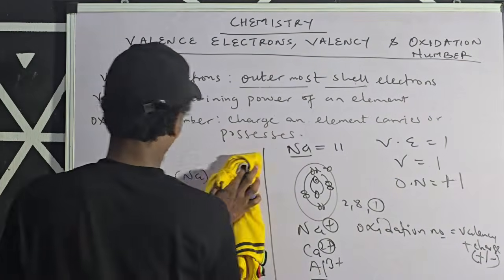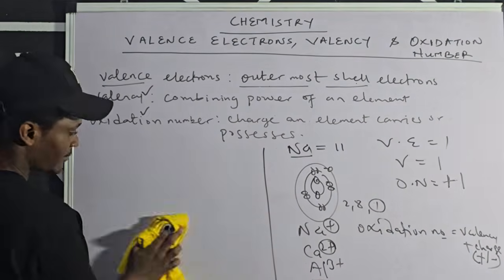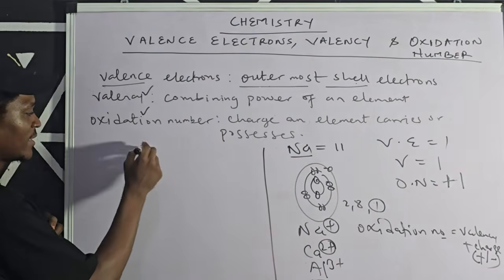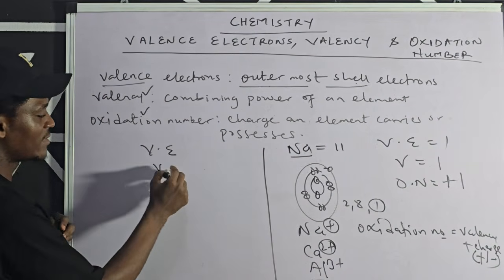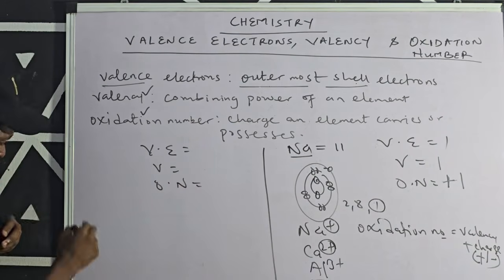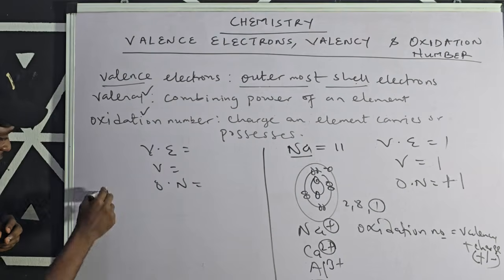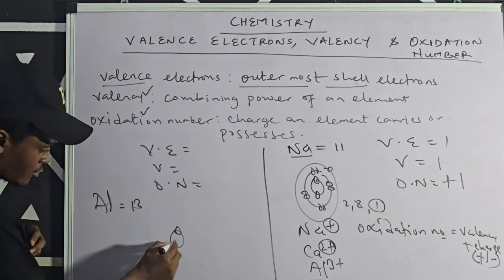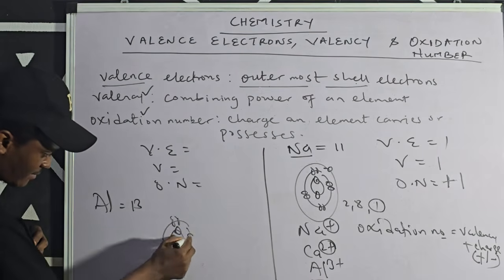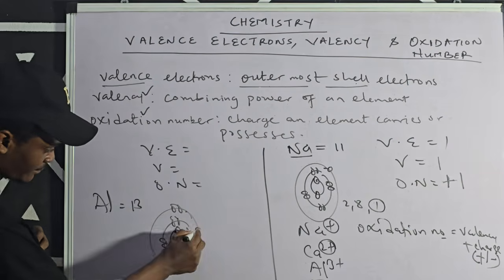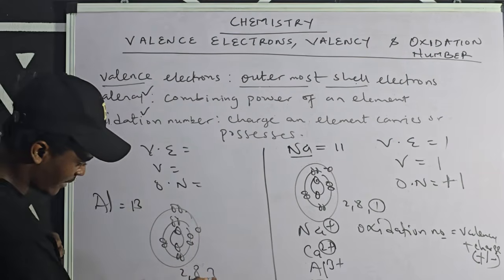Let's try this for aluminium. We'll check the valency, valence electrons and oxidation number. So valence electrons first, valency and oxidation number. Let's go. Now, aluminium has a total of 13 electrons. So let's draw the shell. 2, 8, and 3. 2, 8, 3.